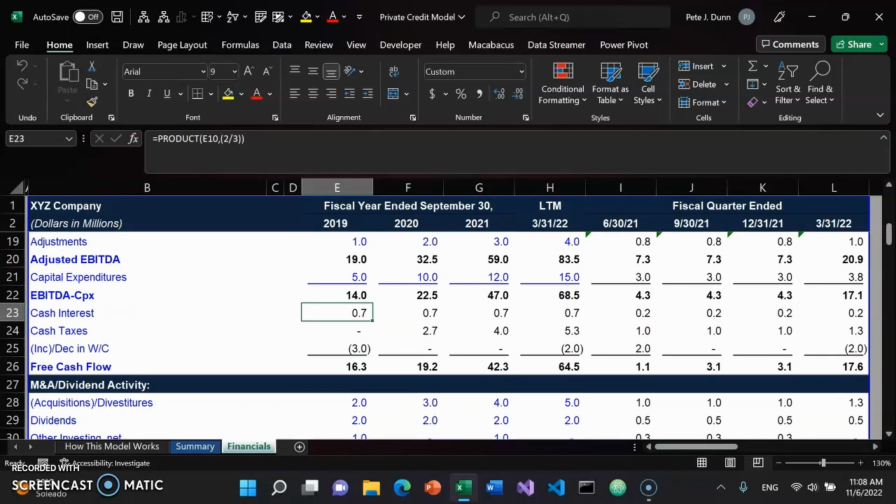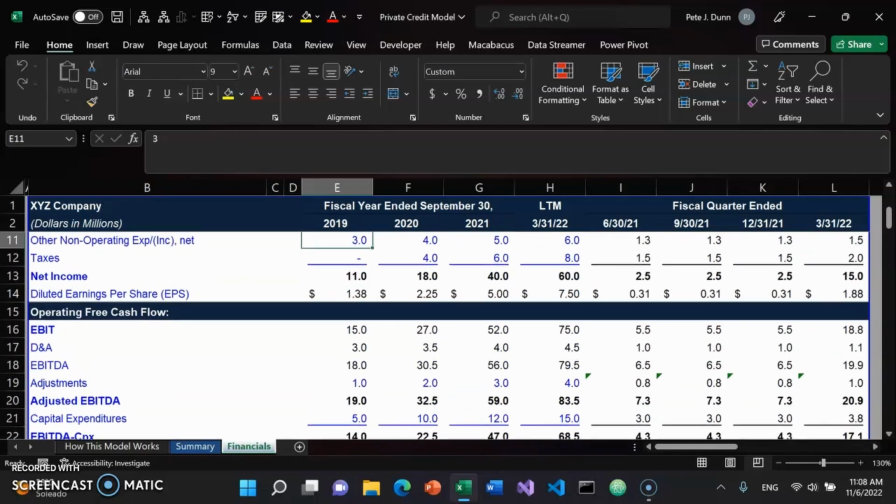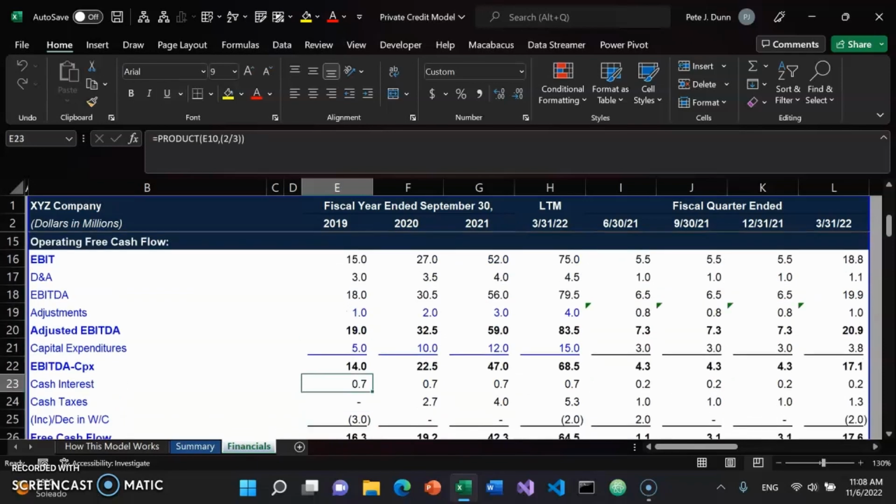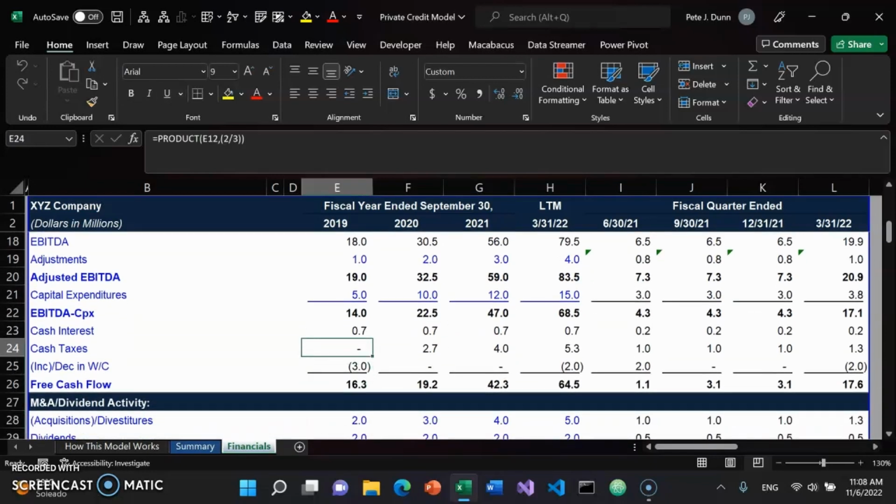And for argument's sake, I'm saying that cash interest is 2/3 of the total interest. So recall that was shown in Echo 10. You might pull this from the financials. So it's just the product of 2/3 of Echo 10 basically. And then Foxtrot 10, Golf 10, and so forth. You use that formula. Cash taxes, same here. I'm just going to say, for argument's sake, it was 2/3 of the total tax expense.